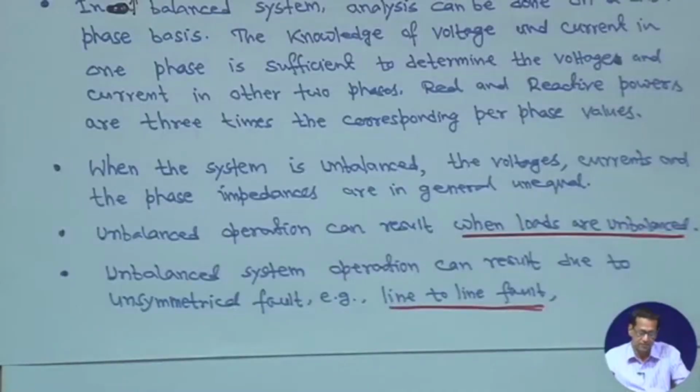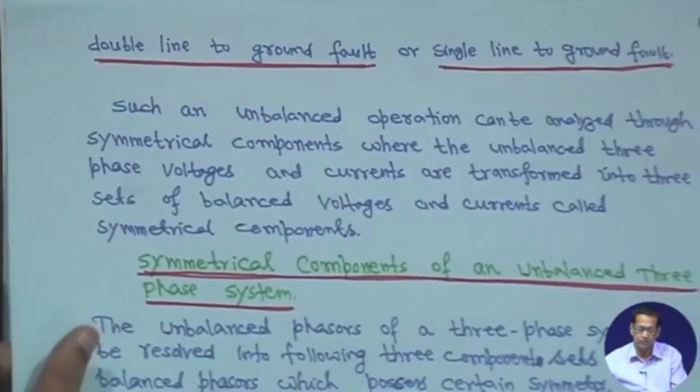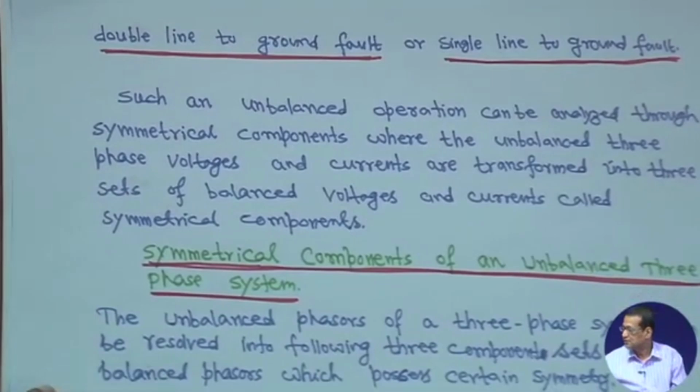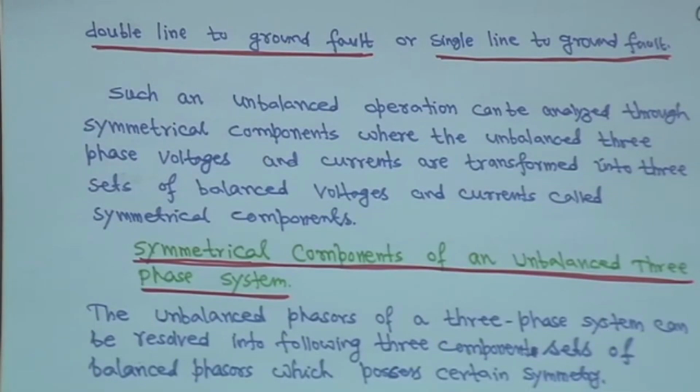the system becomes unbalanced. And another aspect is that unbalanced system operation can result due to unsymmetrical faults. For example, line to line fault, that is called LL, then double line to ground fault or single line to ground fault, right. Such an unbalanced operation can be analyzed through symmetrical components, where the unbalanced 3 phase voltages and currents are transformed into 3 sets of balanced voltages and currents called symmetrical components.